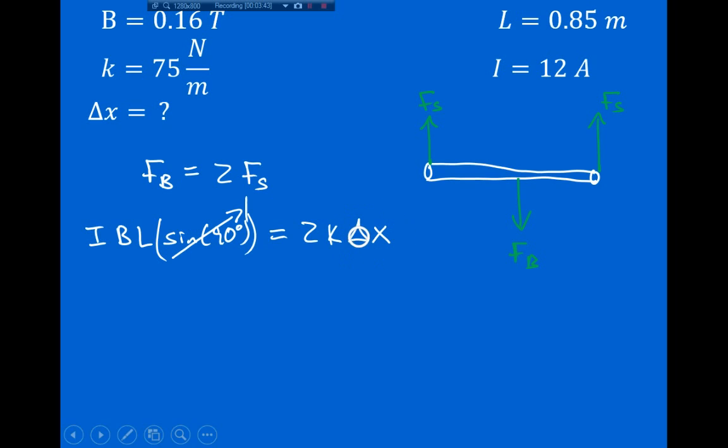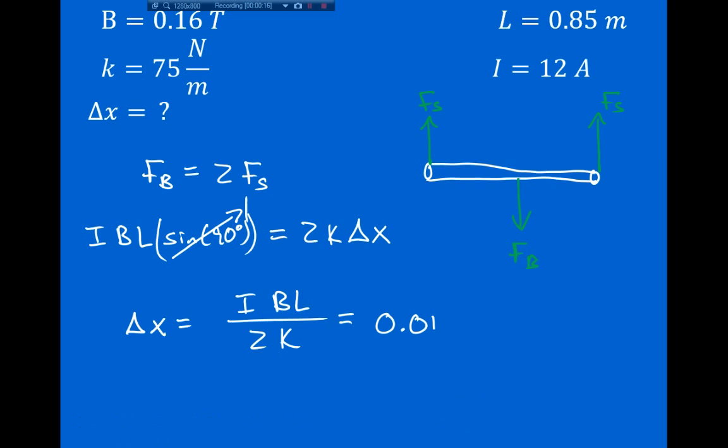So now if I just solve for delta x, I see that delta x is going to be equal to IBL divided by 2 times the spring constant. And so if I plug this into a calculator, I can see that the spring is going to be stretched by 0.011 meters, so 1.1 centimeters.